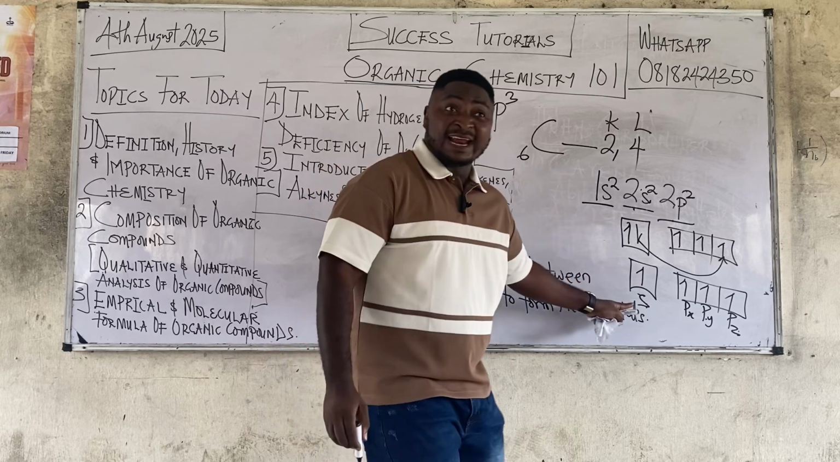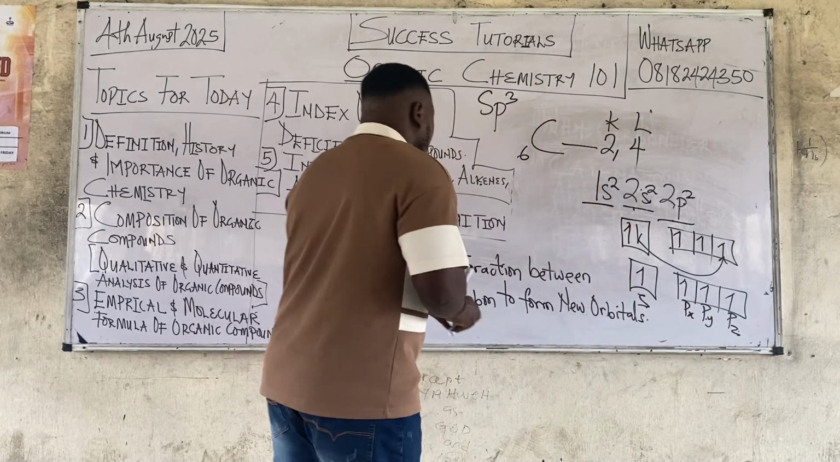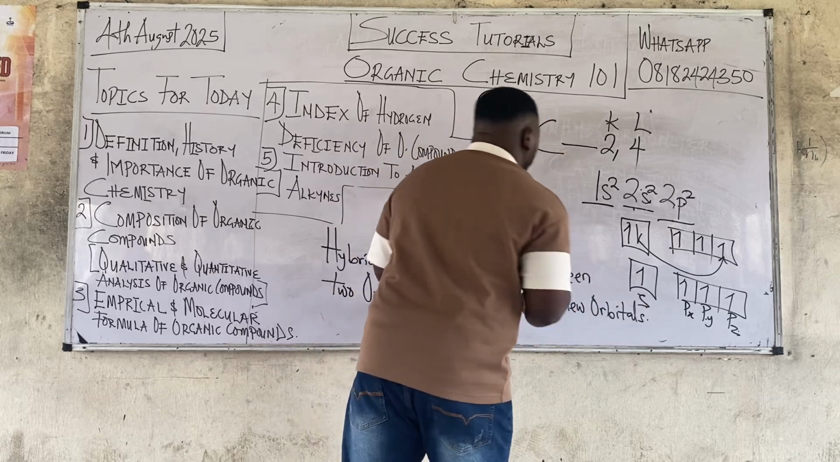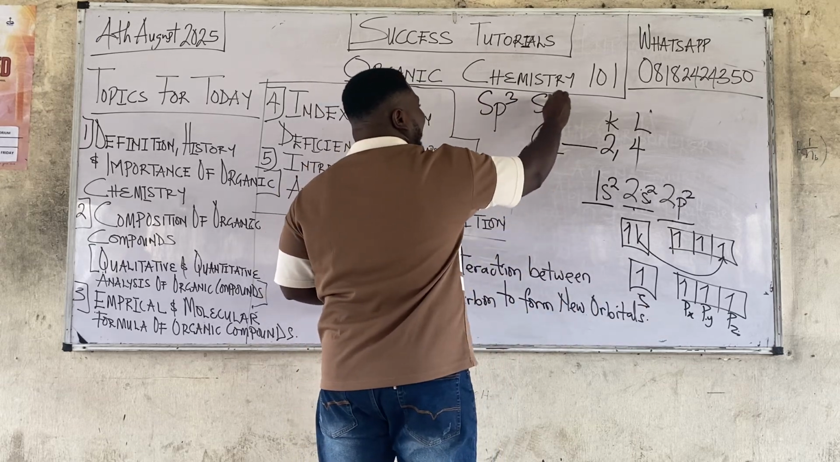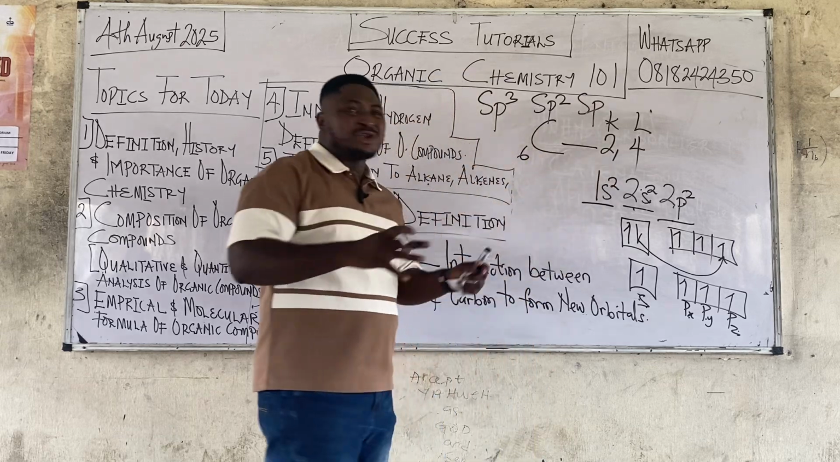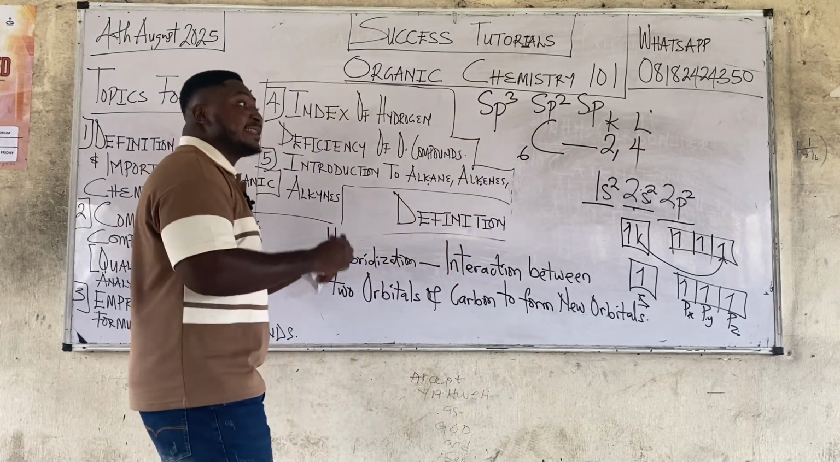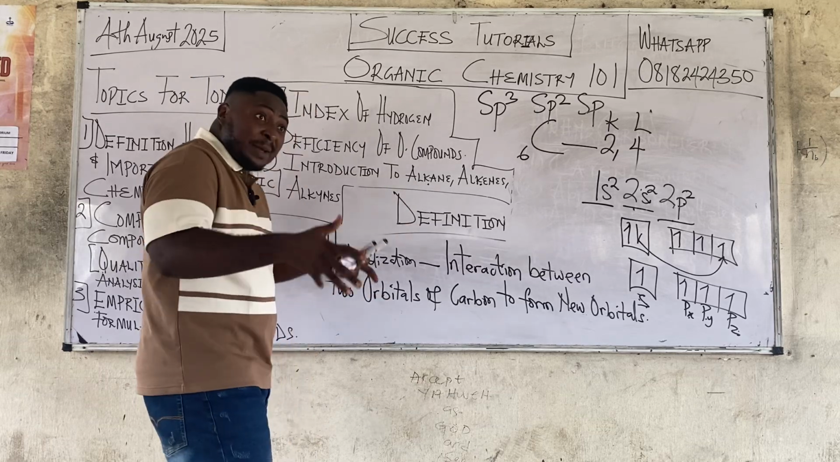If this S interacts with all the P blocks, we're going to have what? But if this S interacts with only 2, what are we going to have? And if this S interacts with only 1, what are we going to have? SP. This is the foundation, and this is what gave rise to sp3, sp2, and sp. The students are just saying it, alkene, sp3, sp2, but they don't even know what brought about all these things.